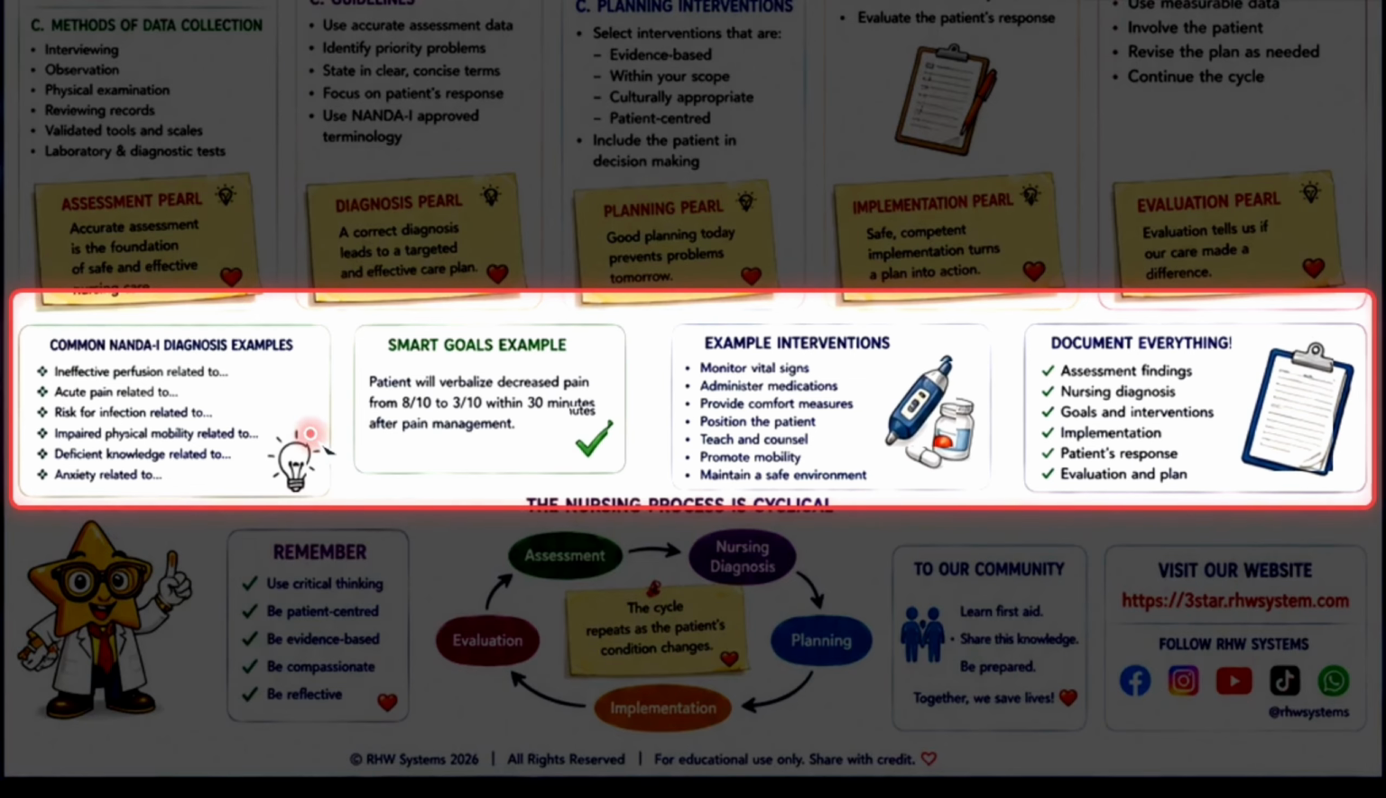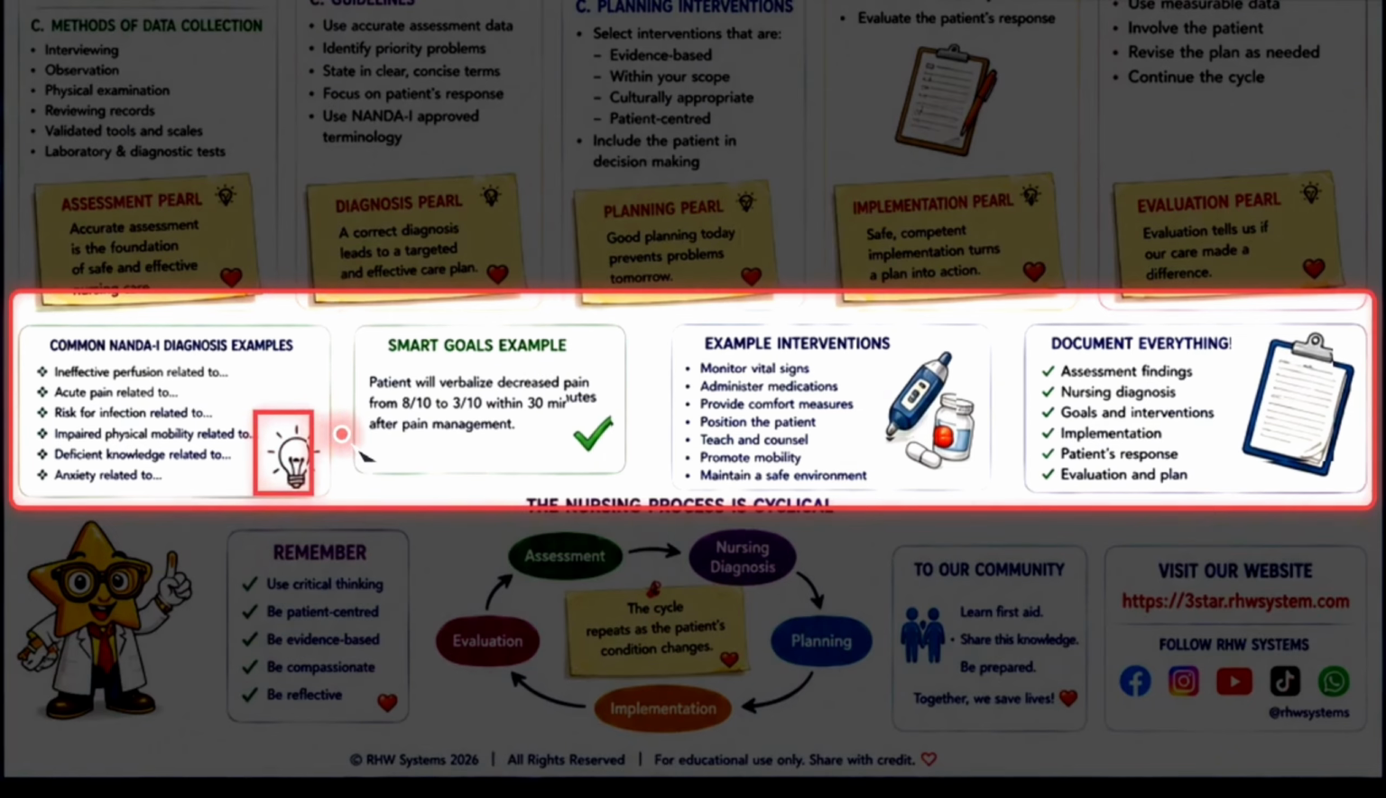Next, observe this concrete SMART goal example. Patient will verbalize decreased pain from 8 out of 10 down to 3 out of 10 within 30 minutes after receiving pain management intervention. Notice how this goal is specific to pain. Measurable on a numeric scale. Achievable. Relevant, and strictly time-bound to 30 minutes.